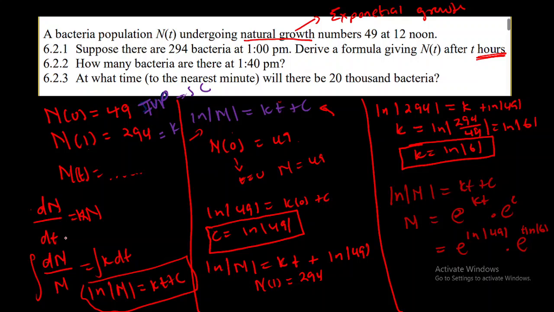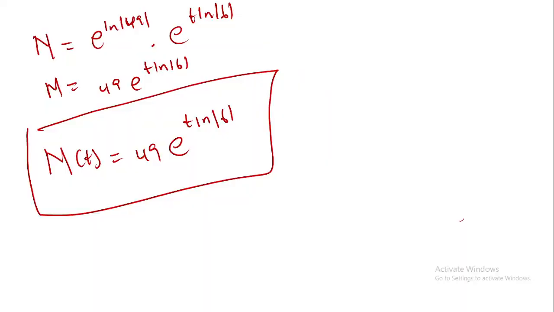The next question, they say how many bacteria are there at 14:00? How many bacteria are there at 14:00? So you need to ask yourself, from 12 noon to 14:00, how many minutes? We have 1 hour, which is 60 minutes, plus 40 minutes. 1 hour plus 40 minutes. It means we are going to have 100 minutes.